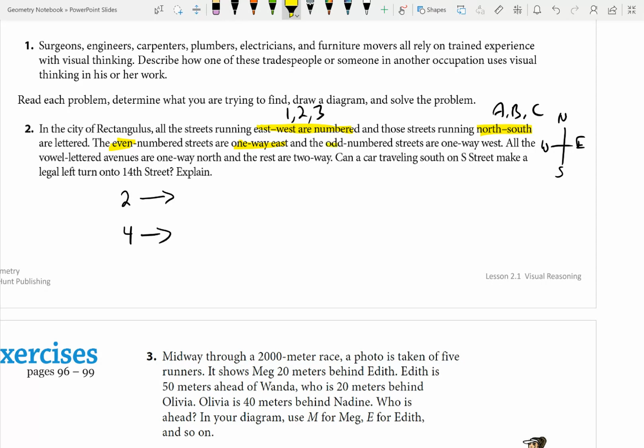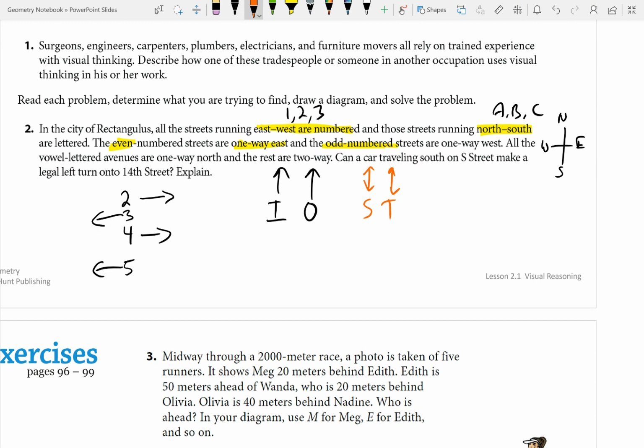And then the odd numbered streets are one way west. So 3 would be going that way, 5 would be going that way. All the vowel lettered avenues are one way north. So vowel, that would be like I or O. That would be one way north. And the rest are two way, right? So if I had something like S or T, I can go either north or south. Okay.